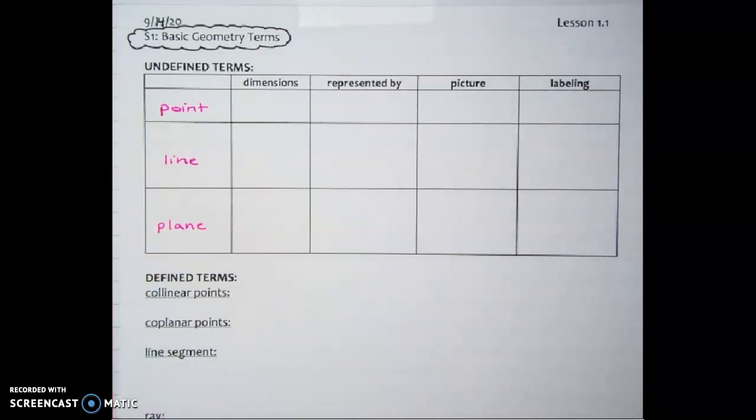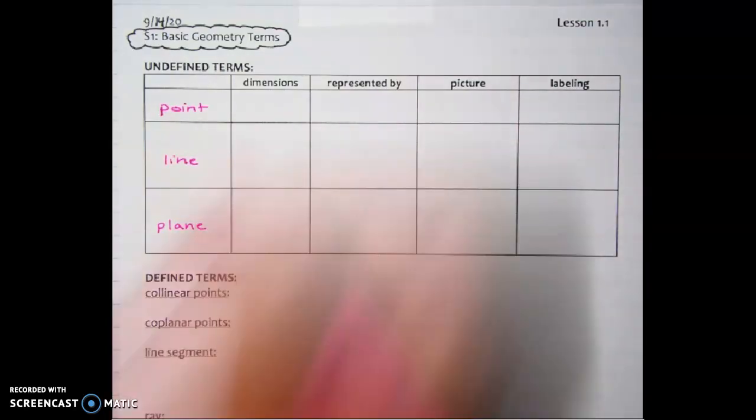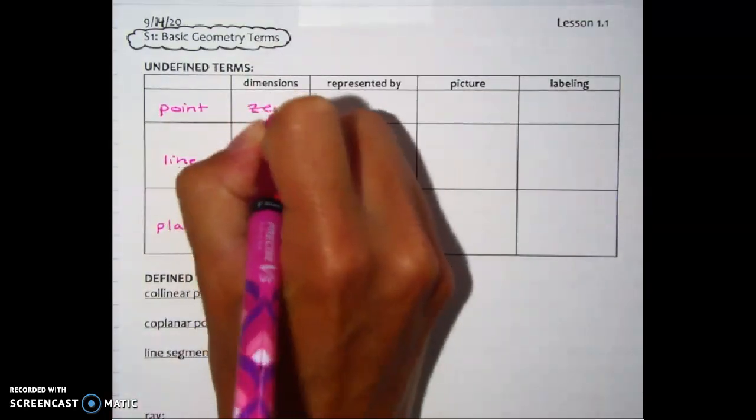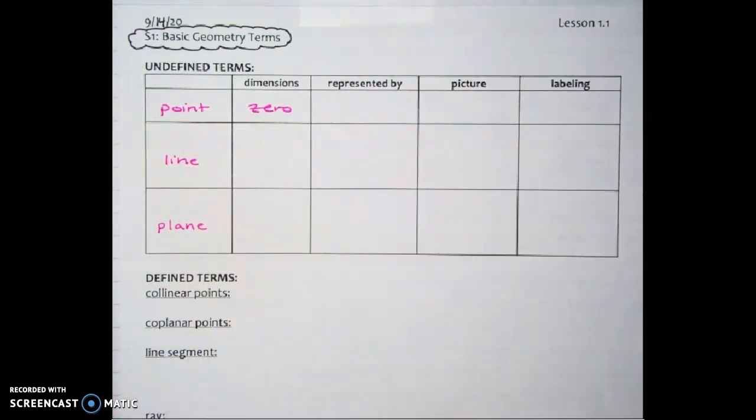So instead, we're just going to describe 4 aspects of them. We're going to talk about how many dimensions they have, how they're represented, how to draw them, and how they are labeled. Okay, so here is the absolutely painful to my brain concept of a point, and that is that it has 0 dimensions. It is infinitely small. It takes up absolutely no space at all. It has 0 dimensions.